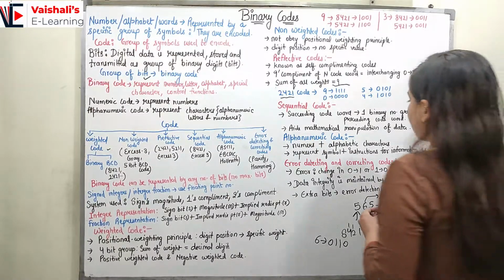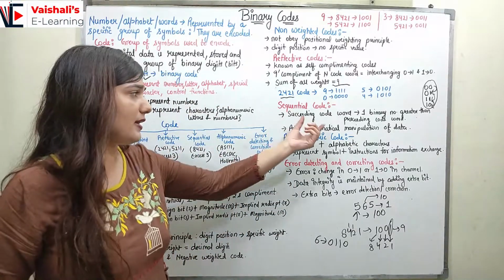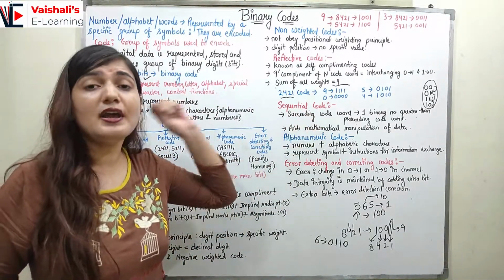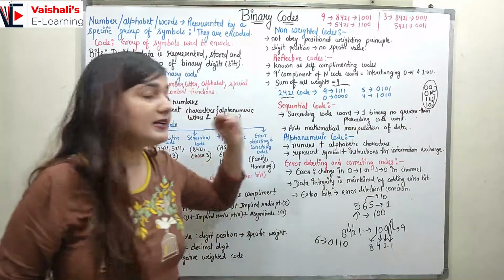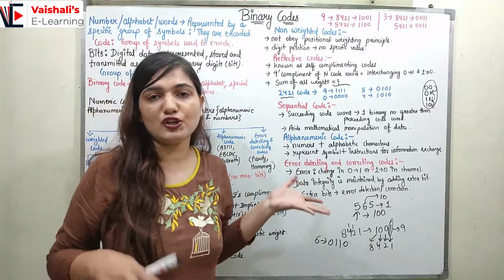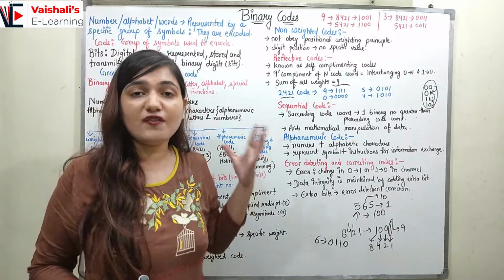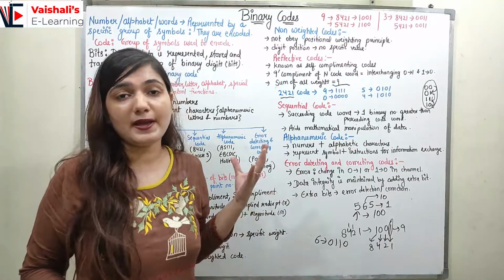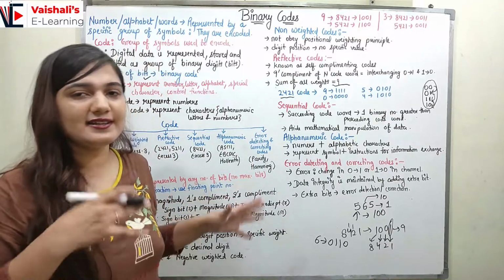Coming to the alphanumeric code, I was telling you about the various applications of the sequential code. Why does it have various applications? Because of this property, it aids the mathematical manipulation of the data, and this is the reason we can use it in the designing of flip-flops, in the simplification of K-maps and so on. This is of the utmost importance and we are going to learn it in a separate video.